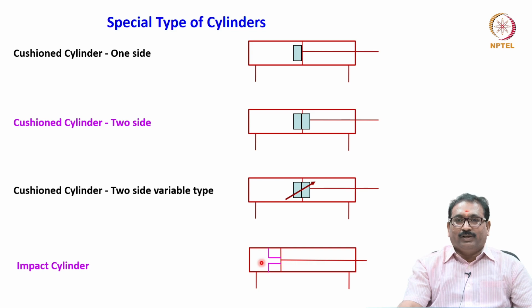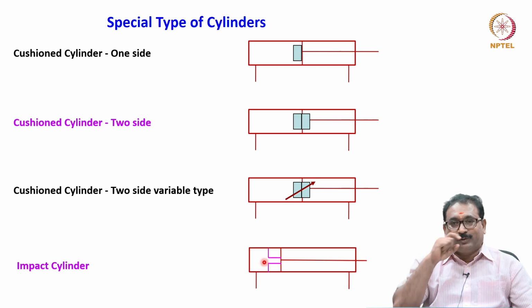They are used in pneumatics more, to compete with the hydraulic presses. I will explain the working principle of this in a later class, but you will understand how impact cylinders are made. Here one compartment is created. This is to store the energy, fluid energy. It acts as an accumulator to store the energy.